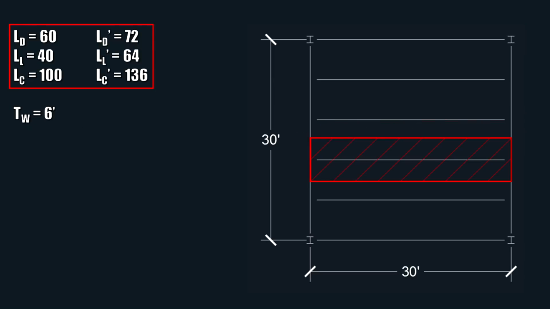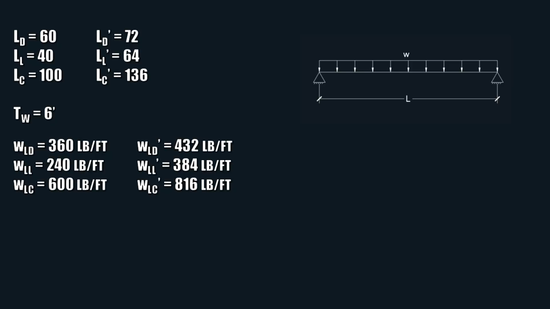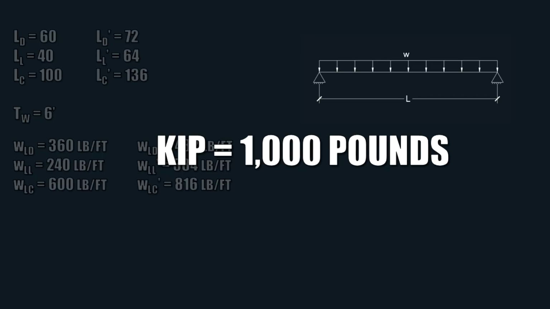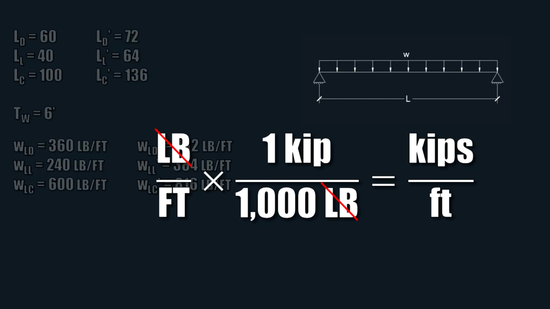If we multiply our loads by our tributary width, we get a uniform distributed load on each beam. We generally want our uniform distributed load to be in kips per foot though, and a kip is short for kilopound, or 1,000 pounds, so we just divide by 1,000 to convert from pounds per foot to kips per foot.